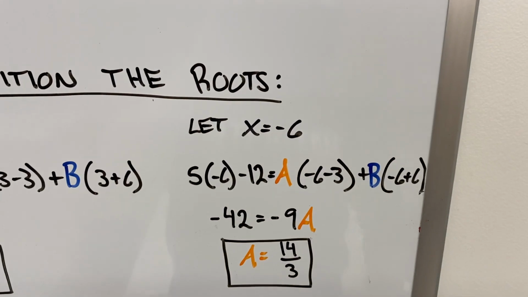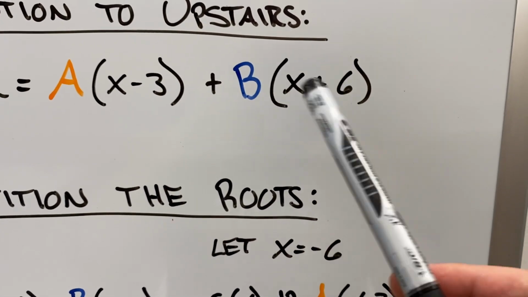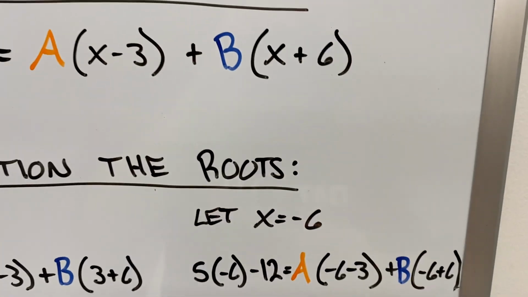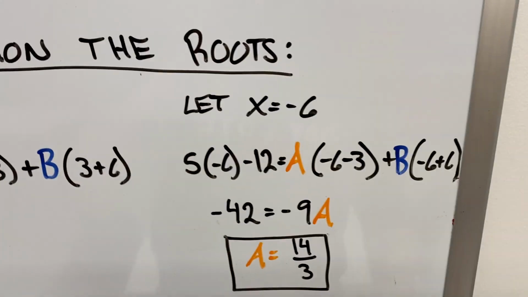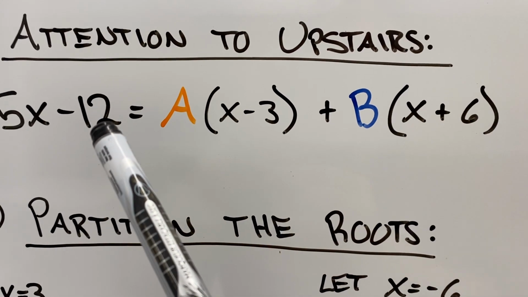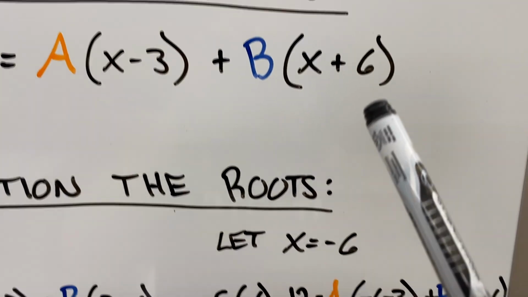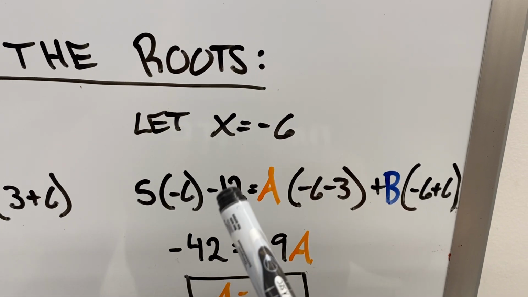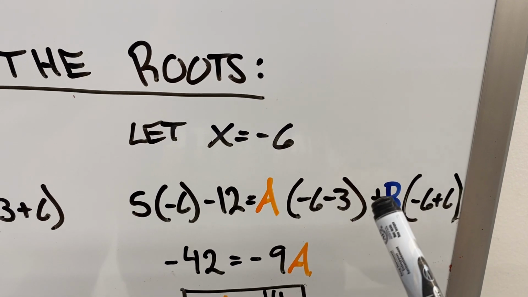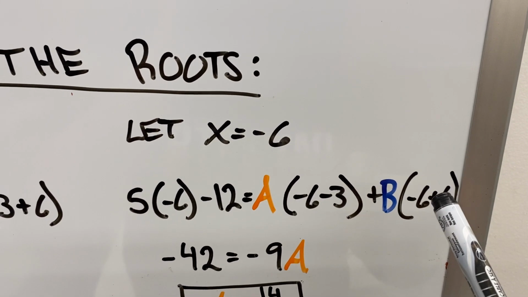Now let's partition the second root. The second root being negative 6, because if this was negative 6, then we'd have a 0 over here now. Just like before when we made it 3, we got a 0 over here. So let's let x equal negative 6. Plugging everything in, 5 times negative 6 minus 12 is equal to A times negative 6 minus 3 plus B times negative 6 plus 6. Negative 6 plus 6 is 0, so this whole term is gone, including the B.